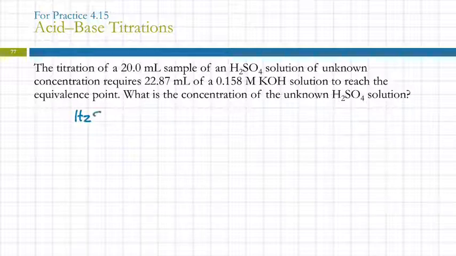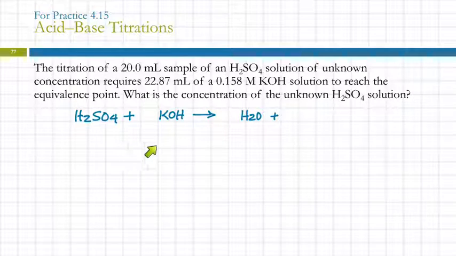So we've got H2SO4. And for the purposes here, we don't have to write the state symbols, so I'm just going to leave them off. Plus KOH. So to predict the products, I'm going to swap the partners. So I'm going to put hydrogen ions with hydroxide ions, and that's going to give me water.